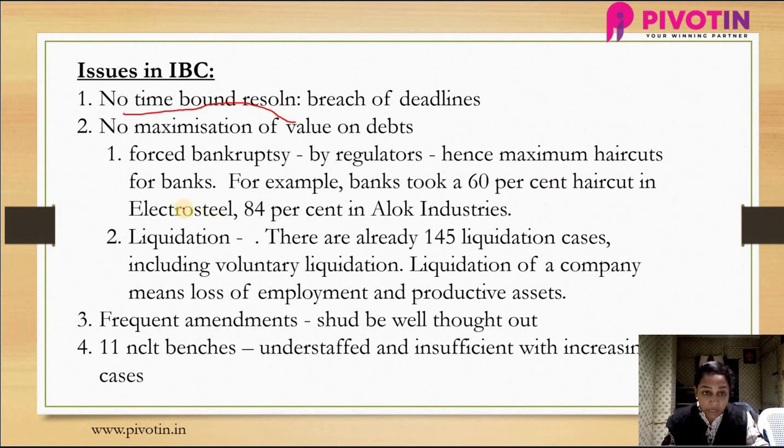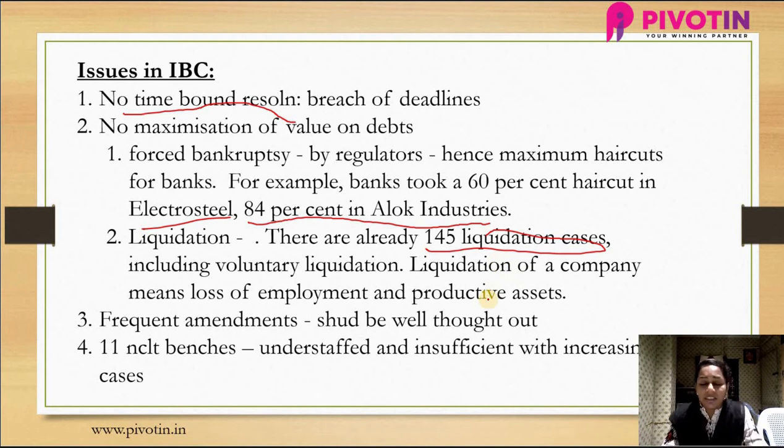It was so for Electrosteel. So just imagine the case. 100 rupees was lent and the banks were able to get only 40 rupees. A 60% haircut was happening with respect to Electrosteel, and it was almost 84% in Alok Industries. So if I have given 100 rupees and I got only 16 rupees back, what is the use? And again, liquidation. There are already 145 liquidation cases pending, including voluntary liquidation.